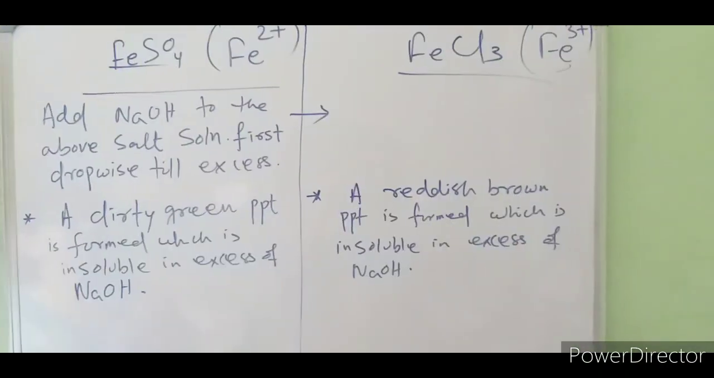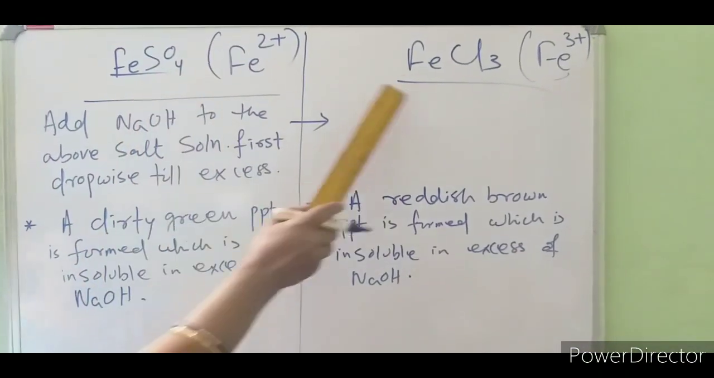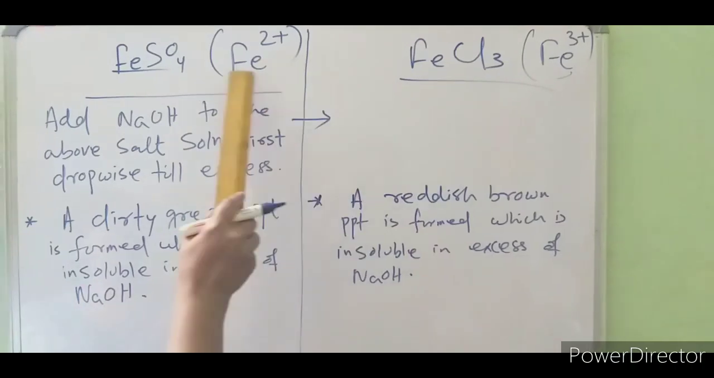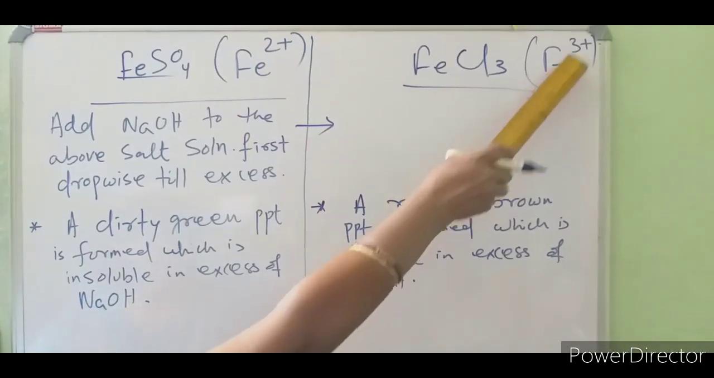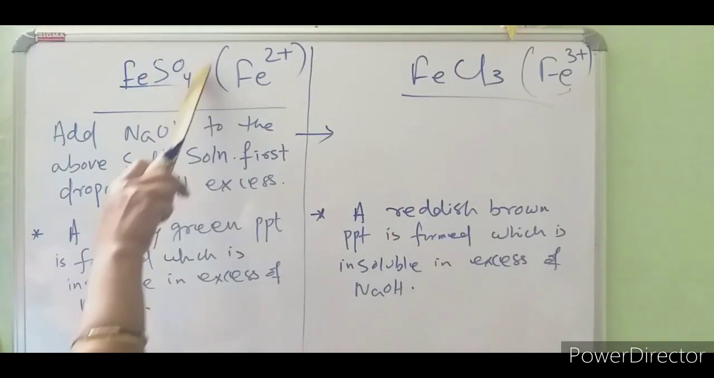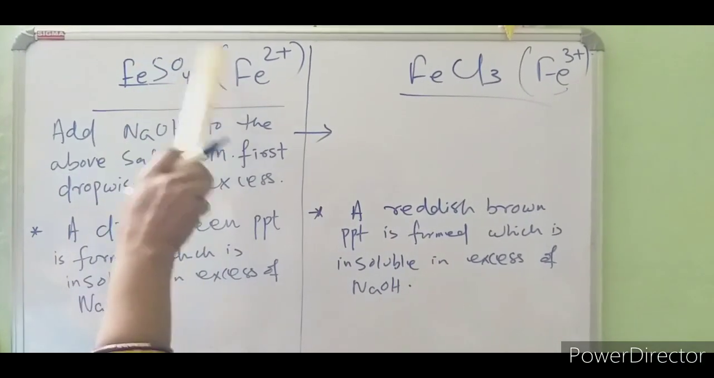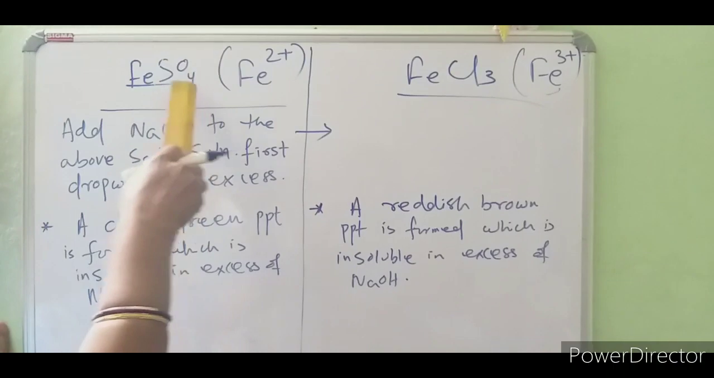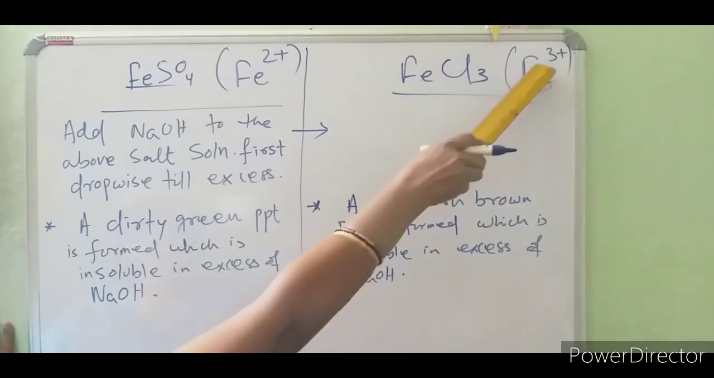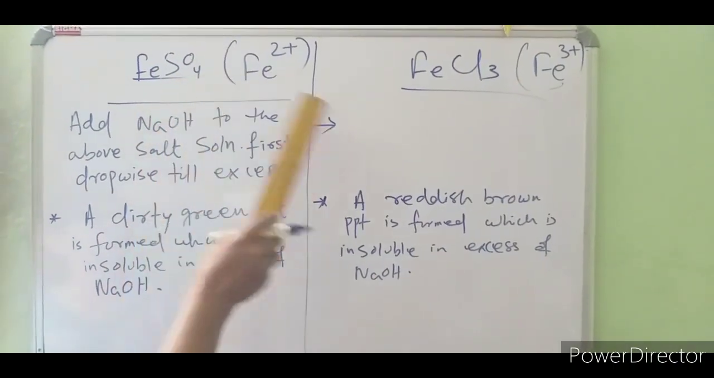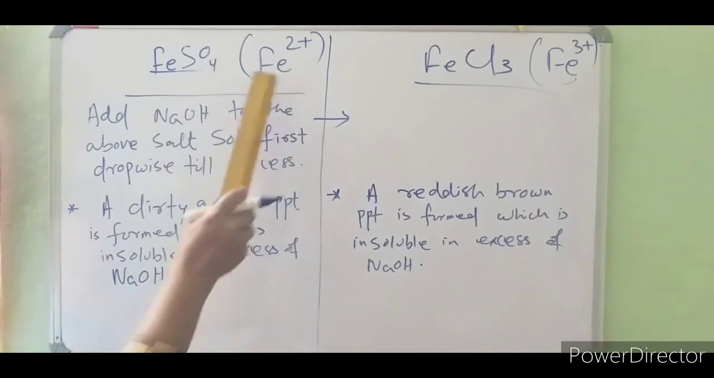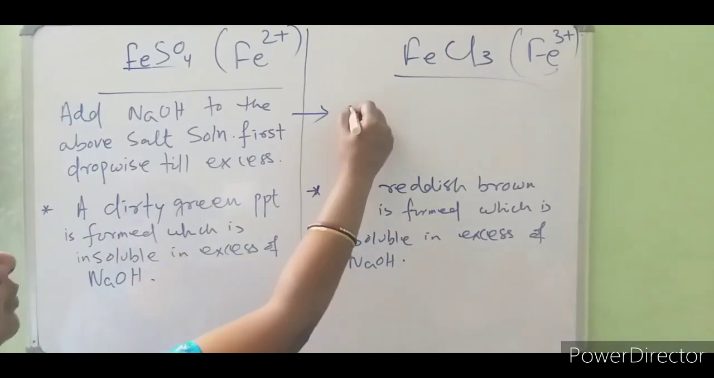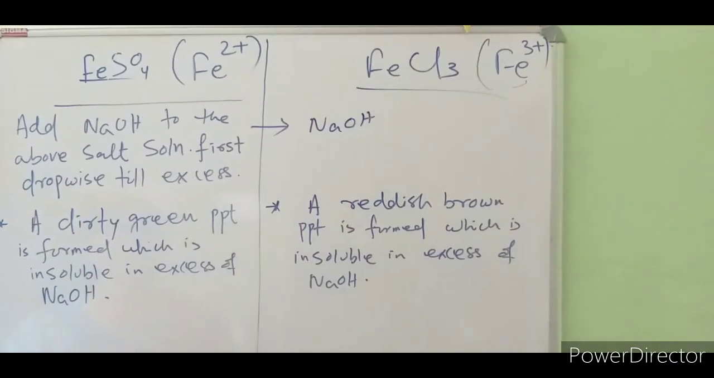Okay. So next is FeSO4 and FeCl3. Means we are distinguishing between Fe2+ and Fe3+ salts. Whatever we have taken, let it be sulfate, chloride or nitrate, the anion may be different, but this one will be Fe3+ and this one will be Fe2+. So what reagent do we have to take? We have to add NaOH solution. Here we are adding NaOH solution, and here also we have to take NaOH solution.